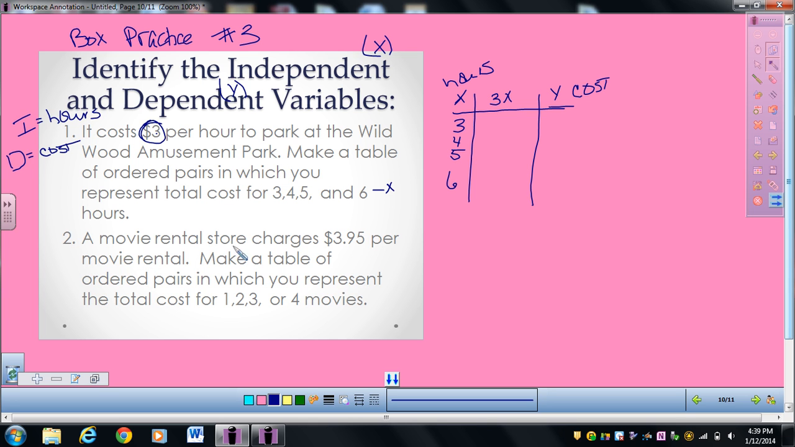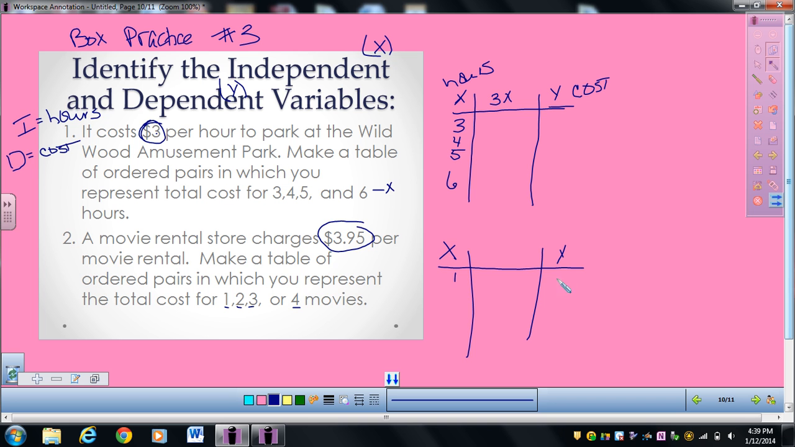A movie rental store charges $3.95 per movie rental. Make a table of ordered pairs in which you represent the total cost for 1, 2, 3, or 4 movies. And again, if you were to make a table, you have your x and your y value. Your x's are how many movies you rented, because that is going to get multiplied by how much it costs in order to get your total cost.